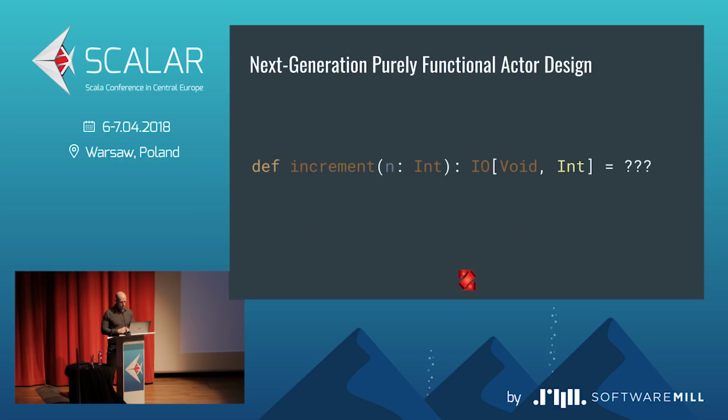Let's take a look at this counter example and see if we can implement it using Scala Z8 primitives, using the paradigm that I just introduced. So here's our first stab at this. It's an increment function. We pass it the number of things to increment the counter by, and in theory it's going to do that and then return us the new value of the counter.